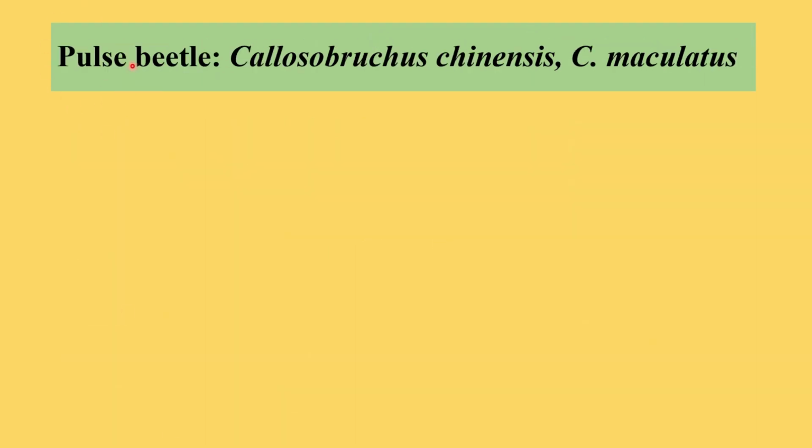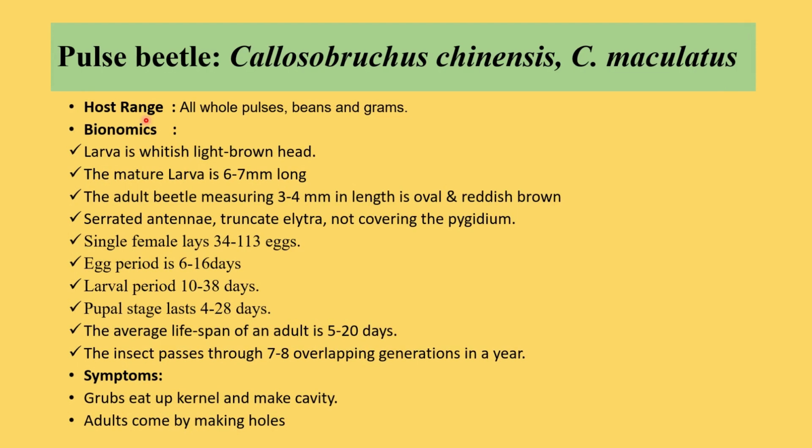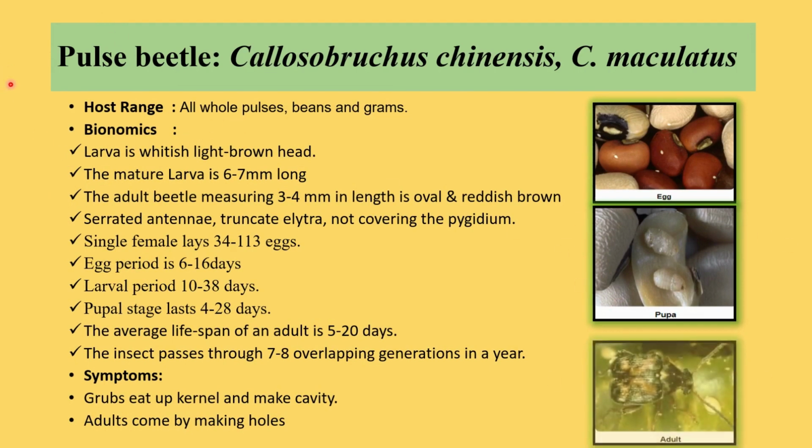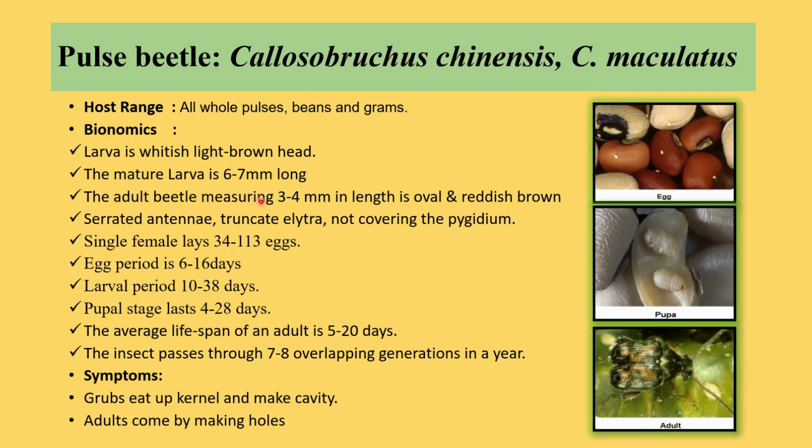Coming to the next primary pest, that is Callosobruchus chinensis and Callosobruchus maculatus, which is commonly called the pulse beetle. As for the host range, it can occur on all whole pulses, beans and grams. Coming to the larva, it has a whitish head with light brown color, and the mature larva is 6 to 7 mm long, and the adult is 3 to 4 mm long, oval in shape and reddish brown in color. And the antenna is serrated, with truncate elytra not covering the pygidium.